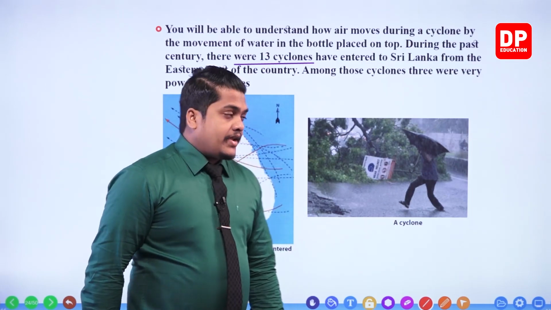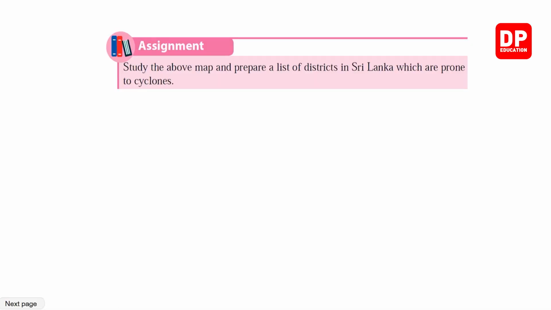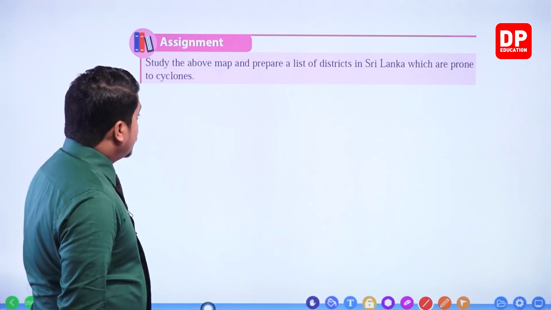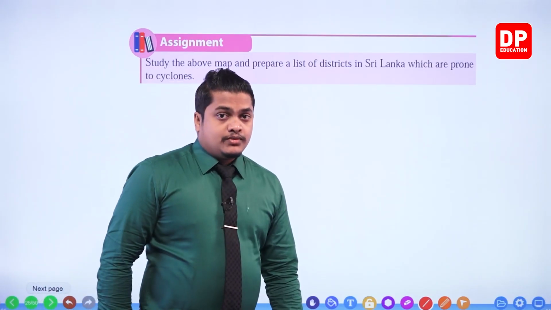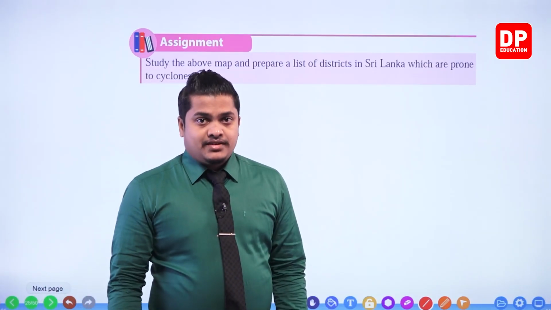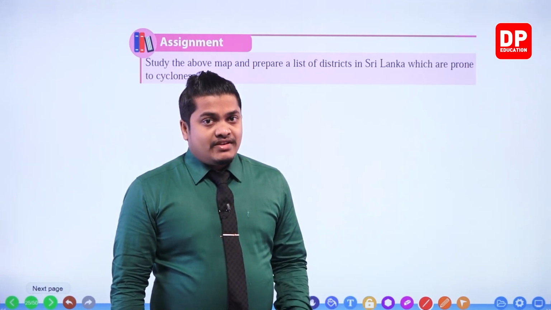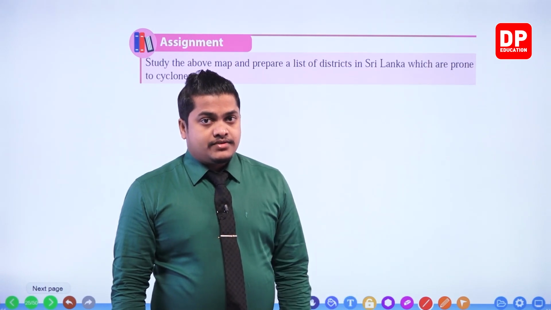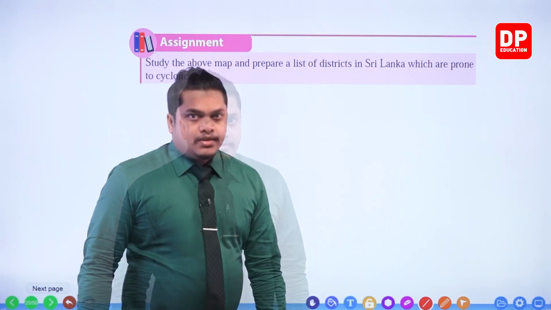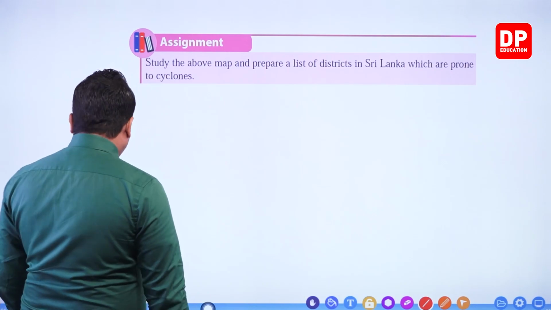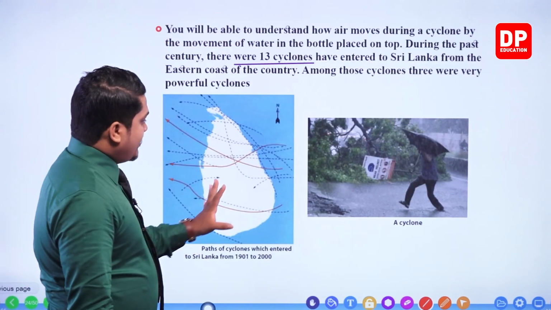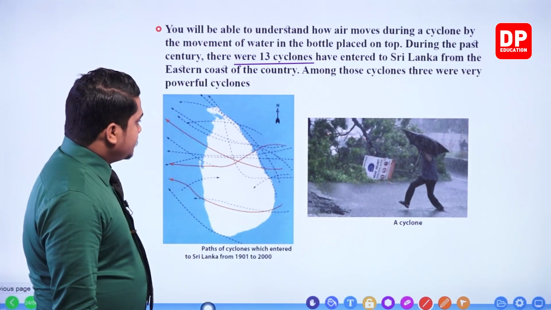Okay, right then. So you are given an assignment, my dear children. Study the above map and prepare a list of districts in Sri Lanka which are prone to cyclones. So you have to prepare a list of districts which are heavily affected by cyclones. Okay, right. Now let's see the previous map once again.